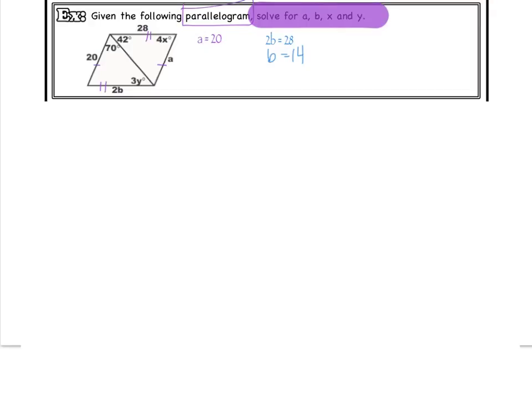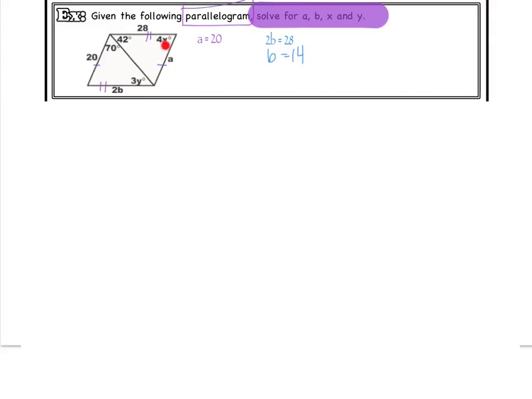So, I know that in a parallelogram, what do I know about the angles? Well, I know that the opposite angles are congruent, so I know that this whole angle is going to be congruent to this whole angle, and this angle is going to be congruent to 4x, but that doesn't really tell me much. I also know that all consecutive angles are supplementary.